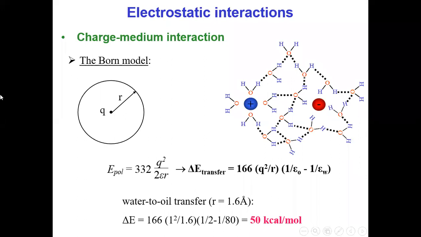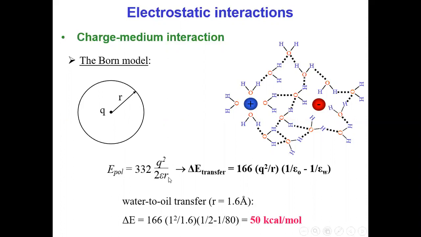Now, the interaction of each of the full charges with its environment, which in this case includes the water molecules, the energy of this interaction can be calculated by using the Born model. This model assumes, for simplicity, that each of the full charges is a sphere that has a charge q and a radius of r. And then we can calculate this energy, which we call the polarization energy, by using this equation. You can see that the equation is a derivation of the Coulomb equation, and it equals the charge squared divided by 2 epsilon r.